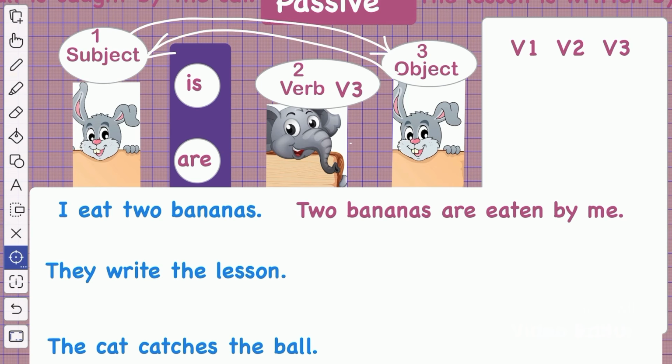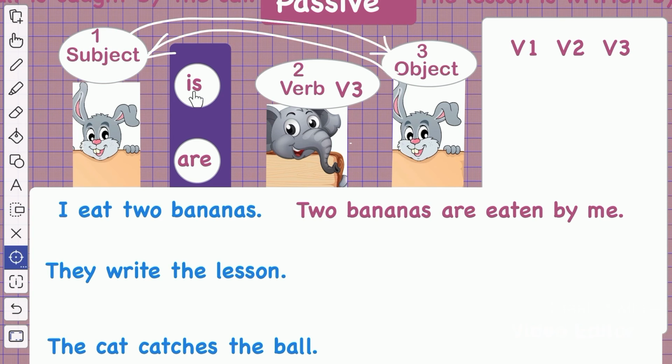Let's see number 2. They write the lesson. They, the subject, the word number 1. Write, the verb, the word number 2. The lesson, the object, the word number 3. So when I want to change this sentence into passive, I will start with the lesson, the object, the word number 3. So I will write the lesson, and then I will choose is or are. The lesson is singular, so I will choose is. So here, the lesson is.